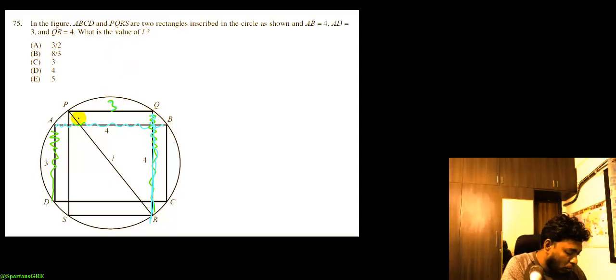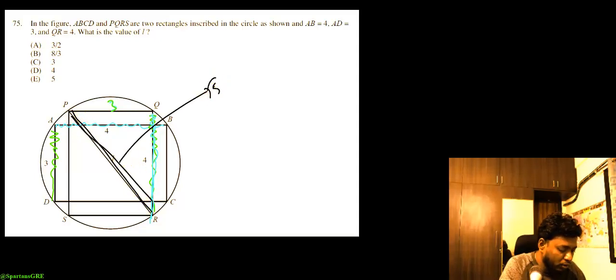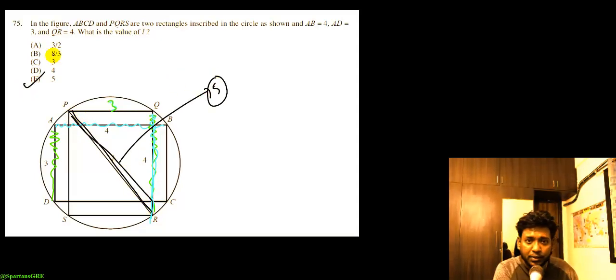So what is my diagonal? This one. This will obviously be 5. So your answer for this question is 5.